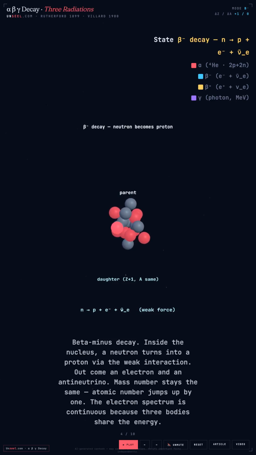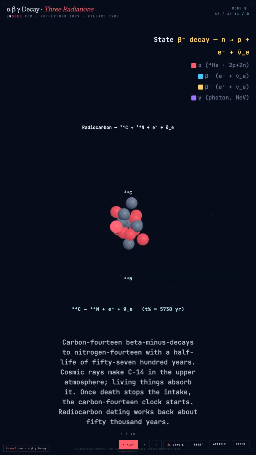Beta minus decay. Inside the nucleus, a neutron turns into a proton via the weak interaction. Out come an electron and an antineutrino. Mass number stays the same. Atomic number jumps up by 1. The electron spectrum is continuous because 3 bodies share the energy.